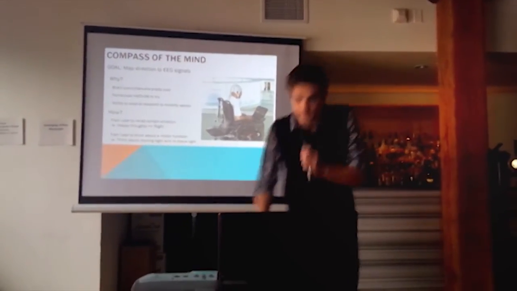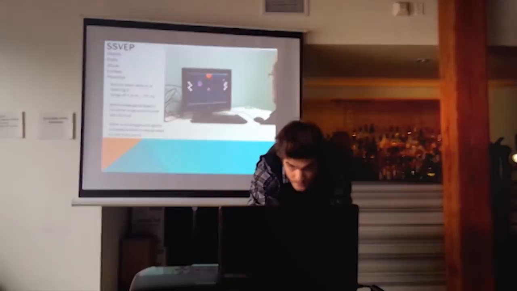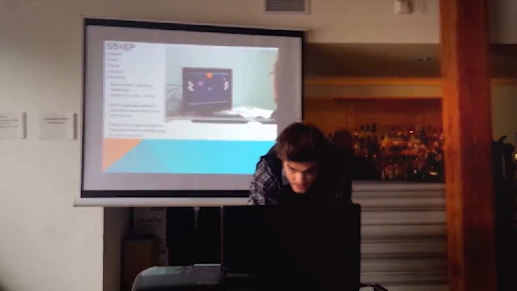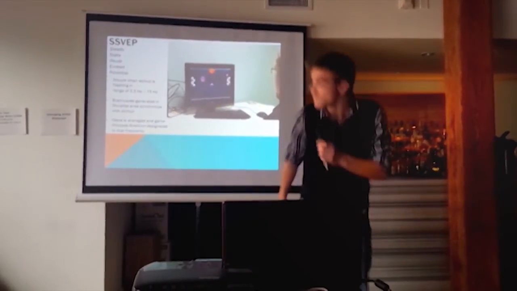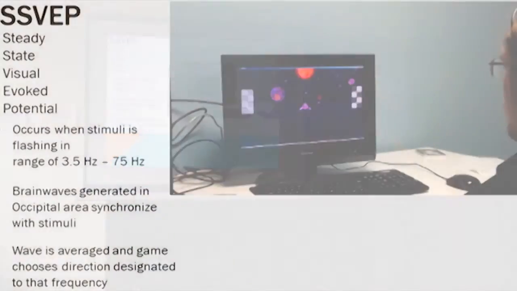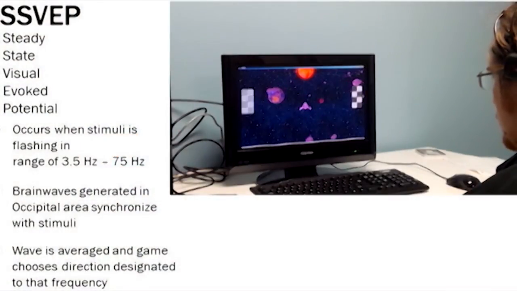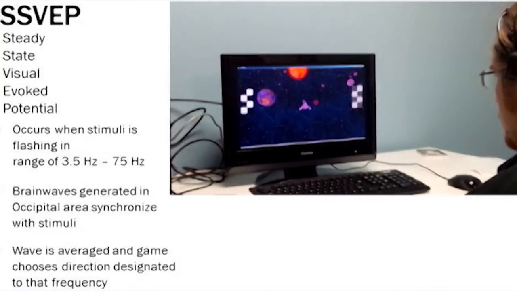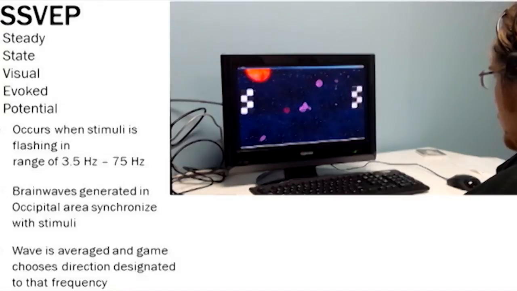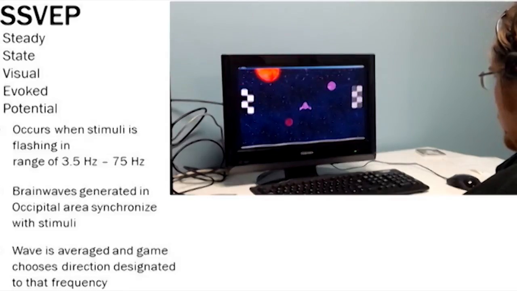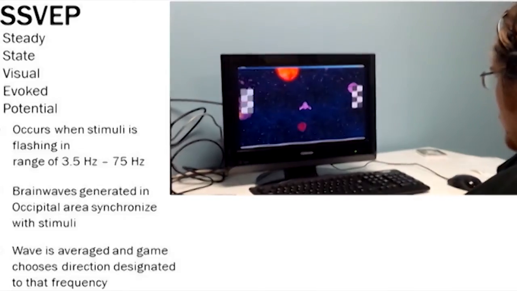So the technique we decided to go with instead is called SSVEP. So we've got a little video here. This is just a quick little space game we made in XNA using SSVEP, which stands for Steady State Visual Evoked Potential. How it works is we have two stimuli on either side of the screen. They're flashing at different hertz. The one on the left is flashing roughly between 10 and 11 hertz, and the one on the right is flashing, I believe, somewhere within the range of 35 to 40 hertz.